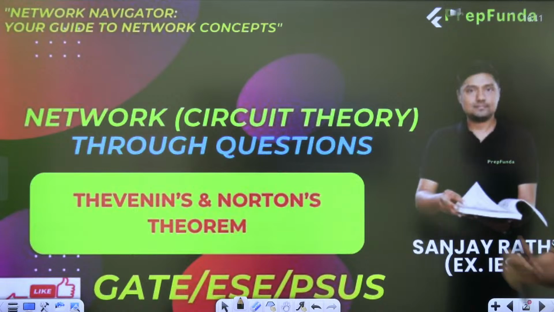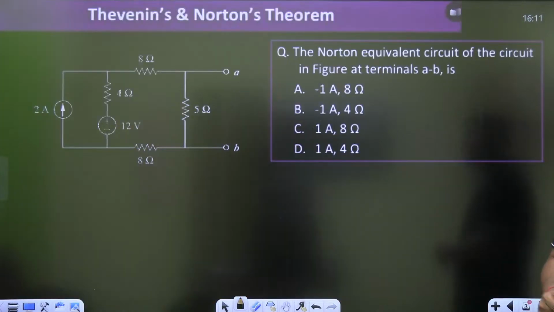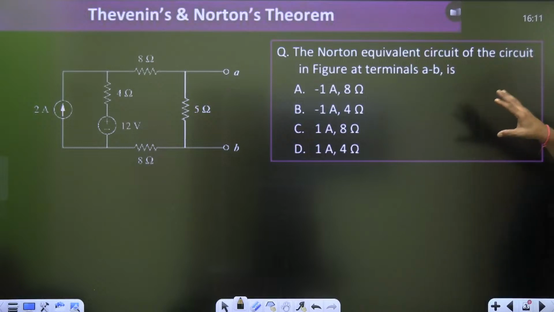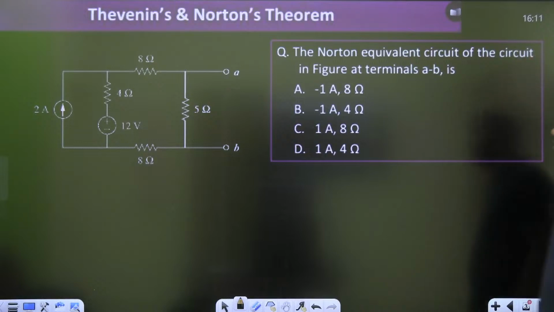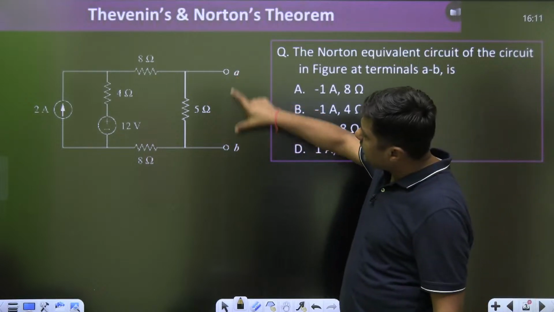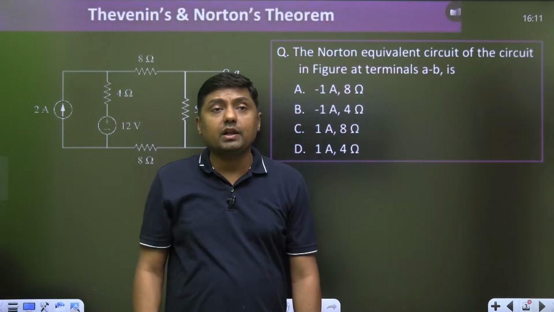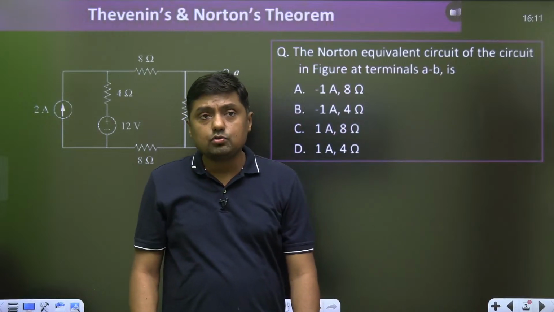This is a network or circuit through questions, and try to solve this question: find the Norton equivalent circuit of the circuit in the figure at terminals A and B. So across A and B, try to find the Norton's equivalent. What is the Norton's equivalent, guys? Then try to solve this question.